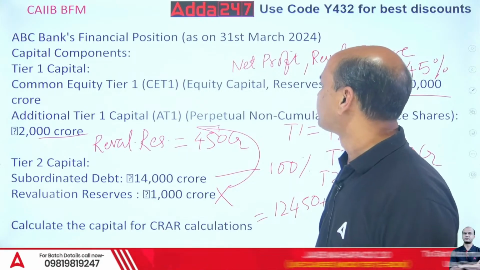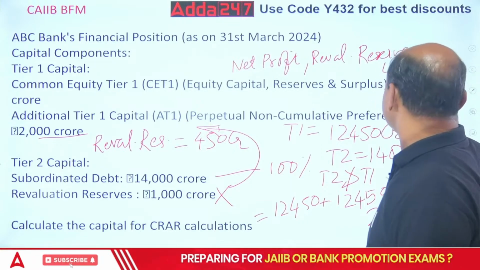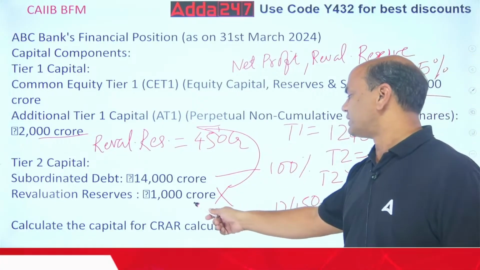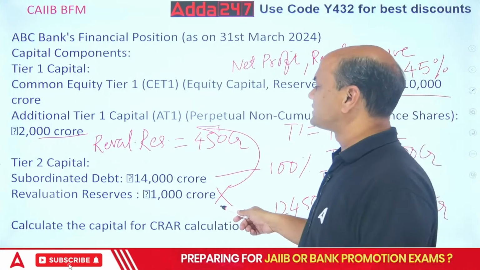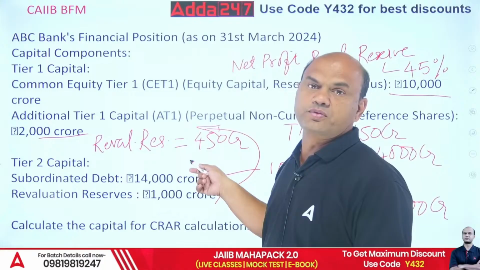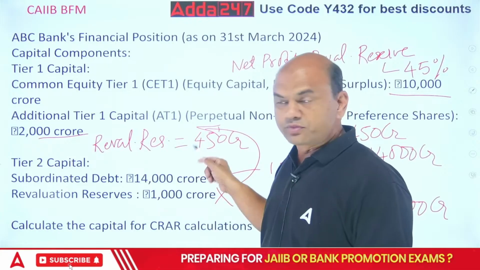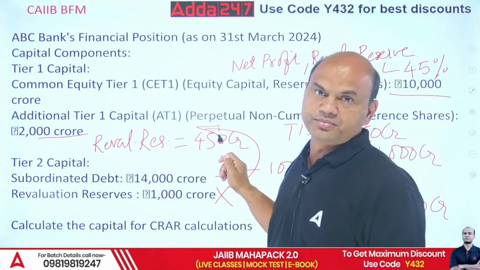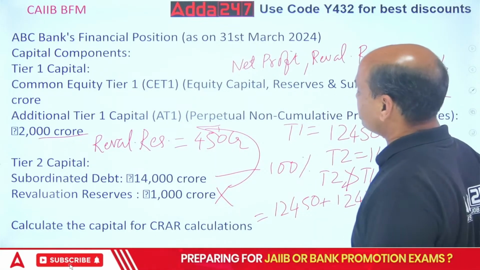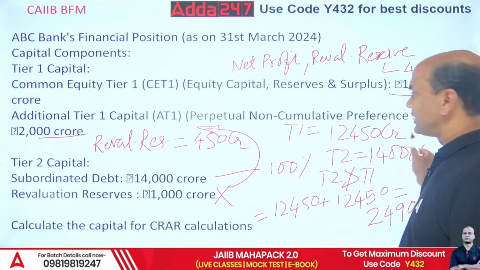Tier 1 is 10,000, right? Plus 2,000. So 10 plus 2, 12. Plus this revaluation reserve. Now this revaluation reserve, what did I say? We have to take it at 45%. So 45% of 1000 is 450. So this revaluation reserve will become 450 crore, and this 450 crore will become part of Tier 1. So I'll add all these: 10,000 plus 2,000 plus 450 becomes 12,450 crore. This is my Tier 1 capital.